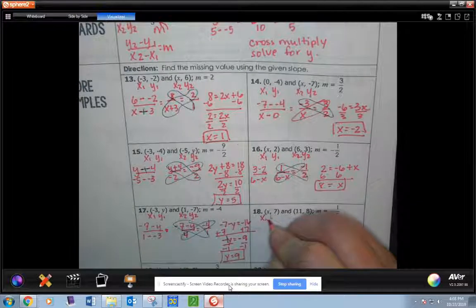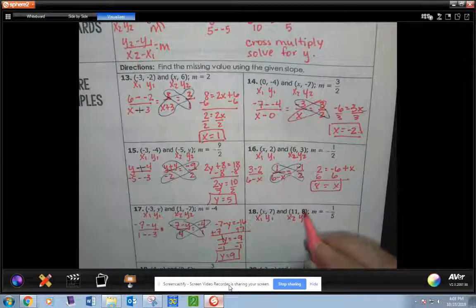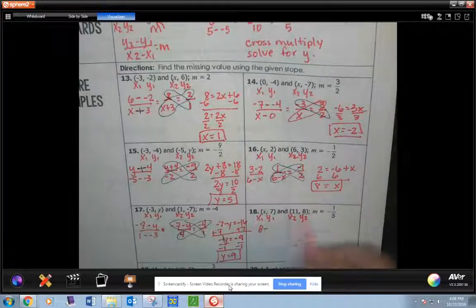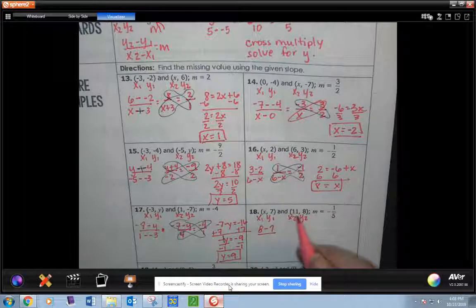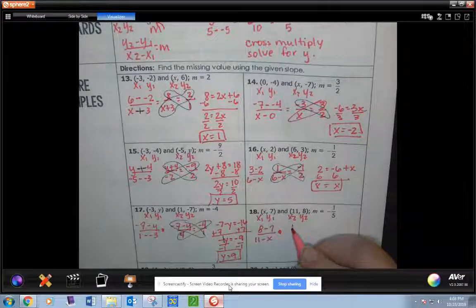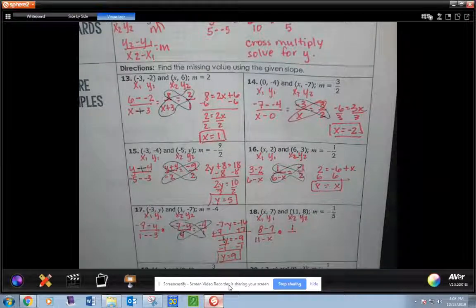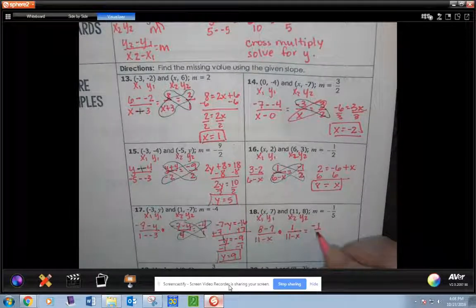This is my x1 and my y1, my x2 and my y2. So I'm going to do 8 minus 7, y2, y1. And then I'm going to do 11 minus x. I keep putting an equal sign and I don't mean to. 8 minus 7 becomes 1. I cannot do 11 minus x because they don't look alike. So 11 minus x. And then I set it equal to negative 1 over 5.